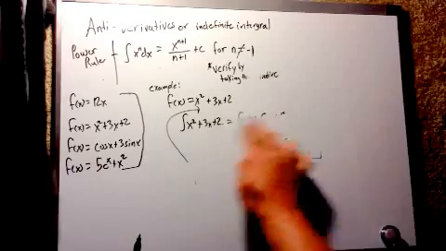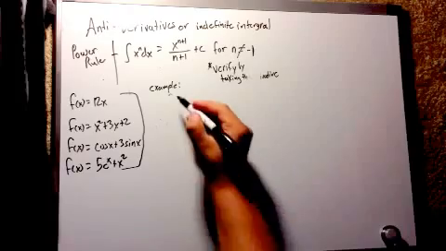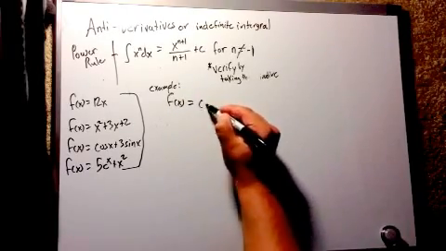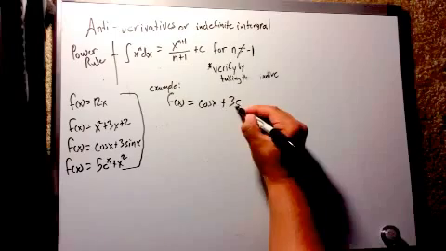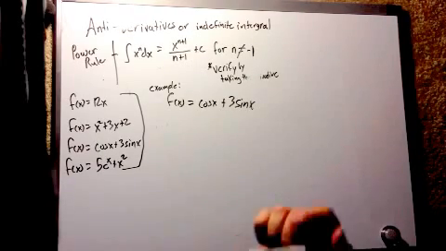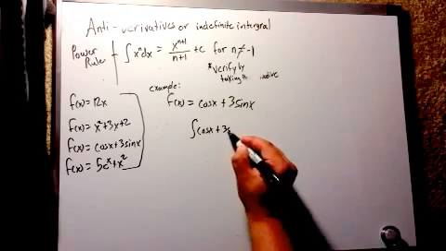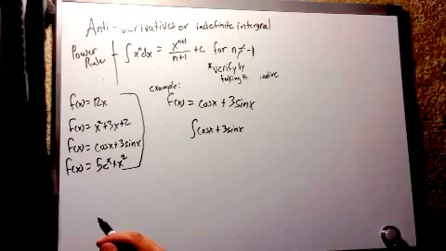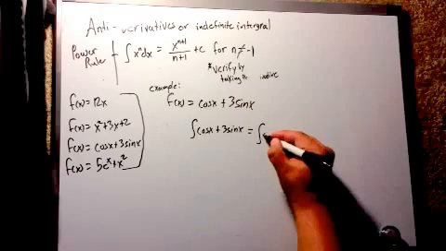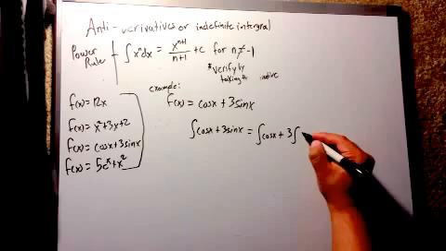Let's do a couple more examples. We have f of x is equal to cosine x plus 3 sine x. So now we have trigonometric functions, but we're going to use the same approach. We're going to take the integral of cosine x plus 3 sine x. Let's break it up now: the integral of cosine x plus 3, we drag the 3 out in front, times the integral of sine of x.